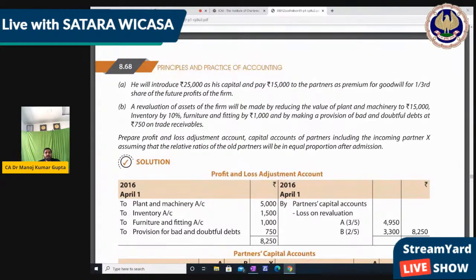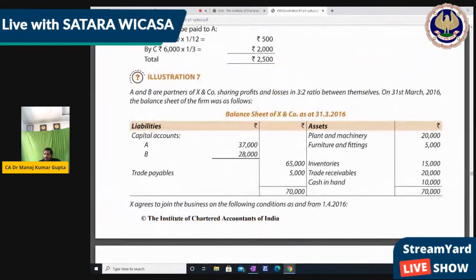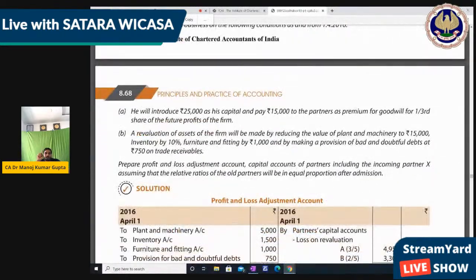That means the old partners will now share in equal ratio. That is 1:1. Previously they had 3:2, right? Yes, 3:2. But now their ratio will be equal. So what do you mean by equal ratio? That means 1:1. So the new ratio will be 1/3 for the new partner, that is C, and there also 1/3, 1/3, because assuming that the relative ratio of the old partners will be in equal proportion after admission. So equal proportion means they have now become equal partners.